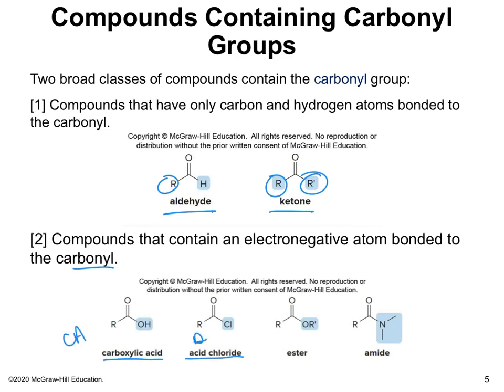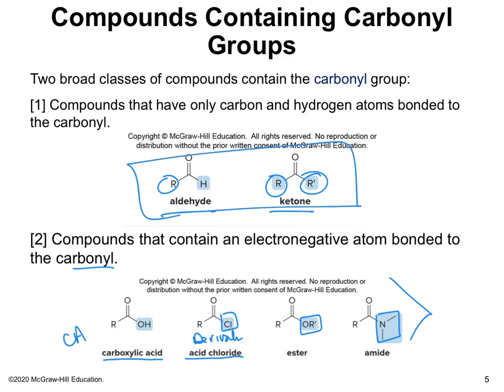Acid chloride is a carboxylic acid derivative, and so are an ester and an amide. These will behave very similarly, and we'll talk about those reactions. But this chapter is really going to focus on aldehydes and ketones.